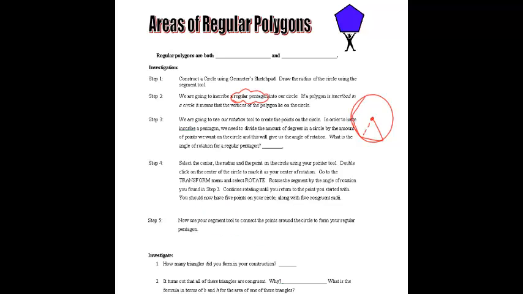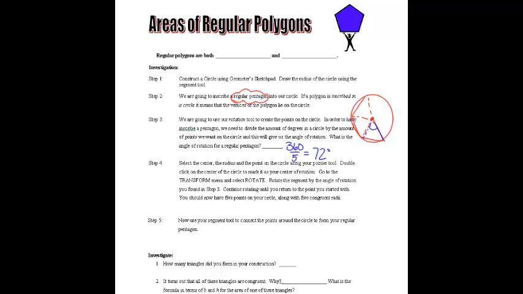So what you want to get is this and this and this, etc. What would that angle have to be in order for us to rotate this segment over to here? Well, we would divide 360 by 5, and that would be a central angle of 72 degrees.